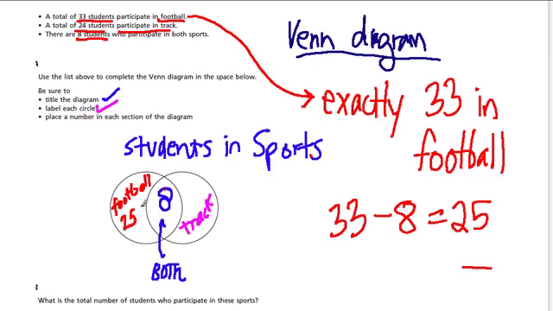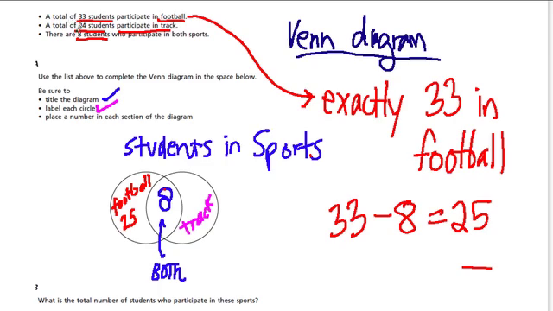If we put a 33 here, that would mean that there were 33 and 8, or 41 students in football, which is almost what they're saying right here. But the way they're phrasing this question, when they say a total of 33 students participate in football, that means everybody, that's the total. So we can't go over that number. Now for the students who are in track, we know that a total of 24 students are in track.